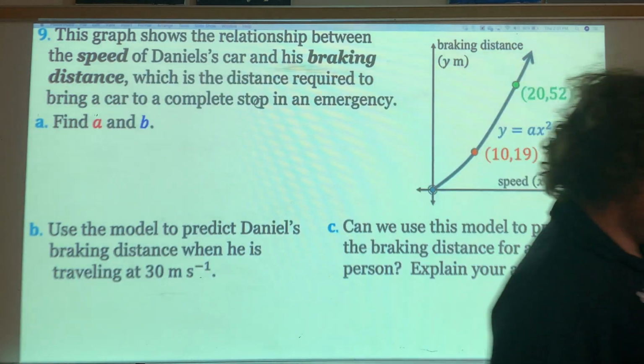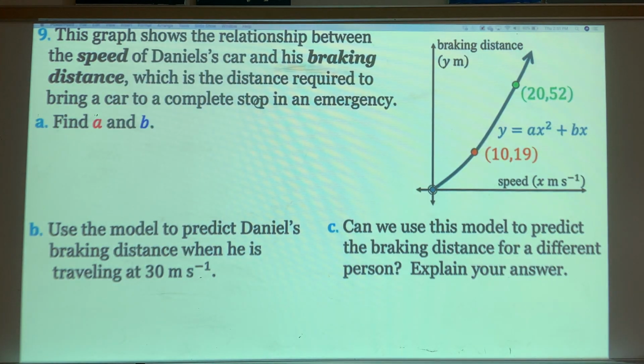Problem 9. The way you do this problem is fairly simple. The graph shows the relationship between the speed of Daniel's car and the braking distance.